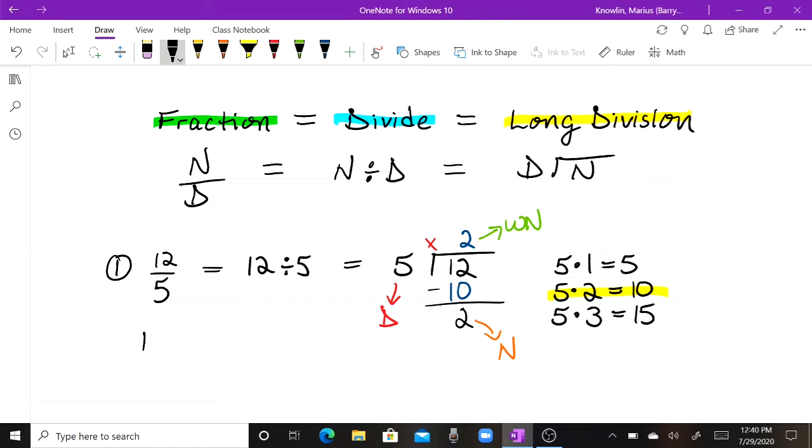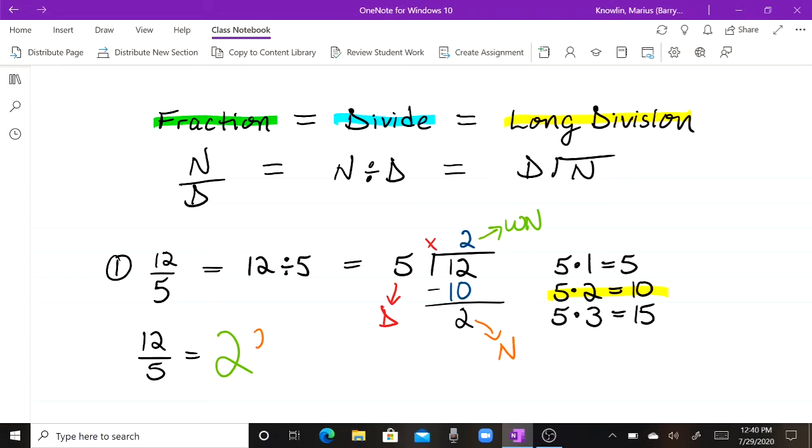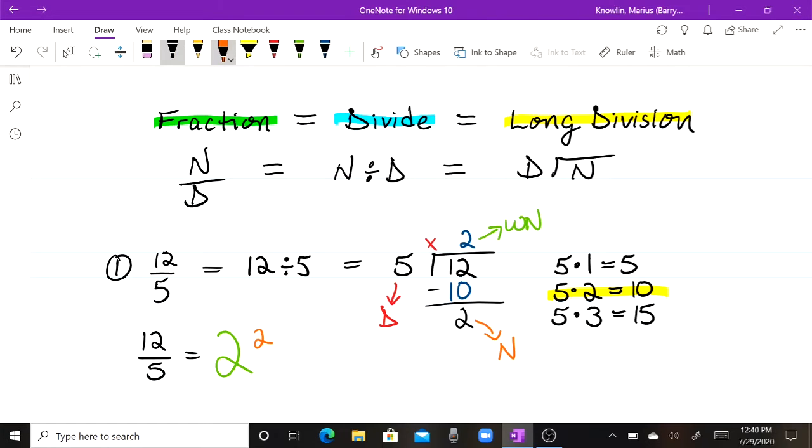So if I was writing 12/5 as a mixed number, I would write 2 and 2/5. All right, final answer.